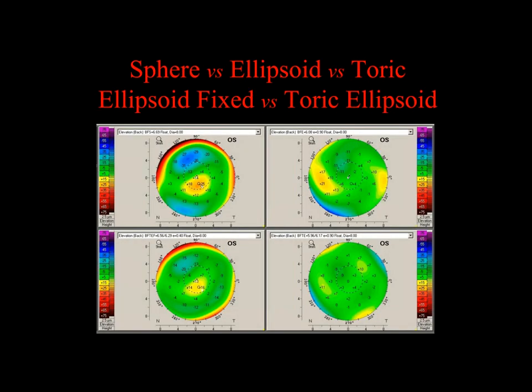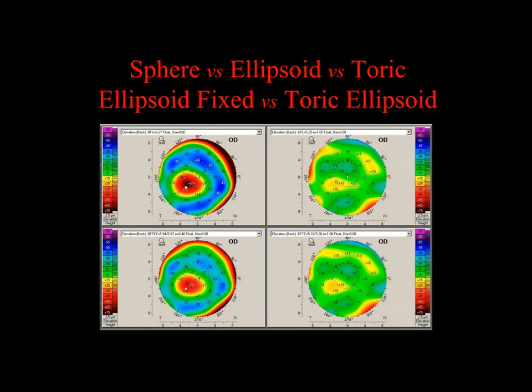And real quickly, because we're getting late, these are comparisons of different reference surfaces. This is an ectatic cornea. The upper left is a sphere. You can see that positive island of elevation. The upper right is an ellipsoid. It masks it. The lower left is a fixed toric ellipsoid. You can see it, but it's not as easy to see as a sphere. And the lower right is a best fit toric ellipsoid. Again, it masks the cone.